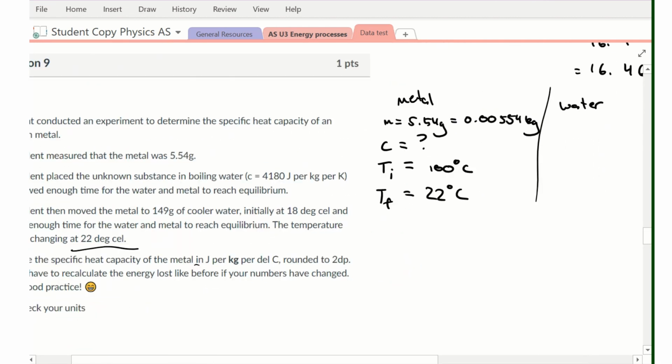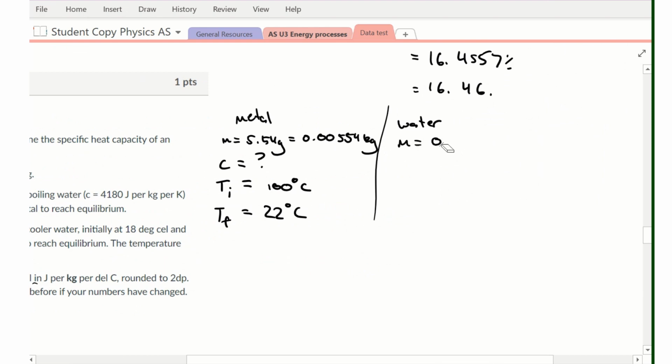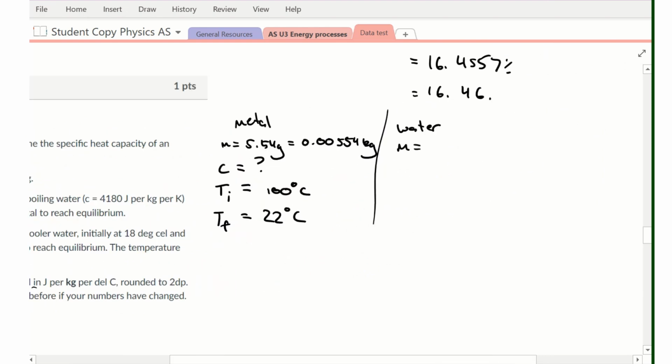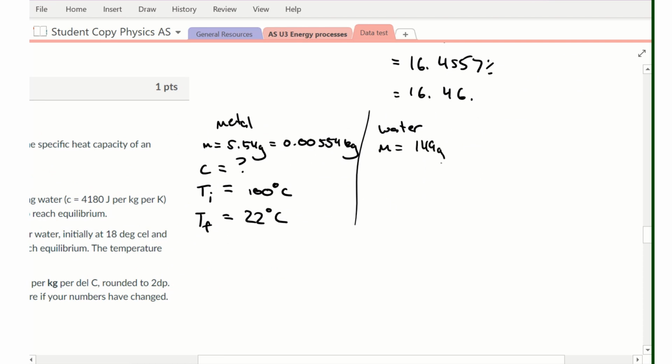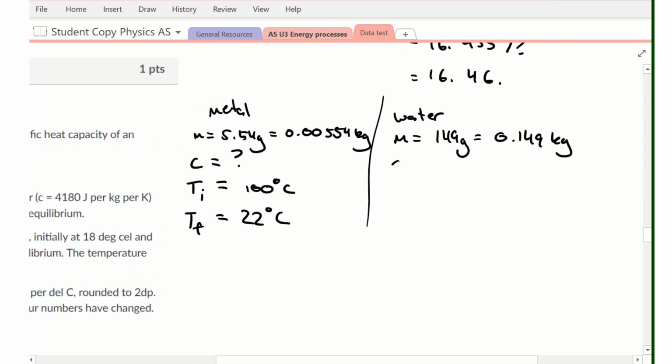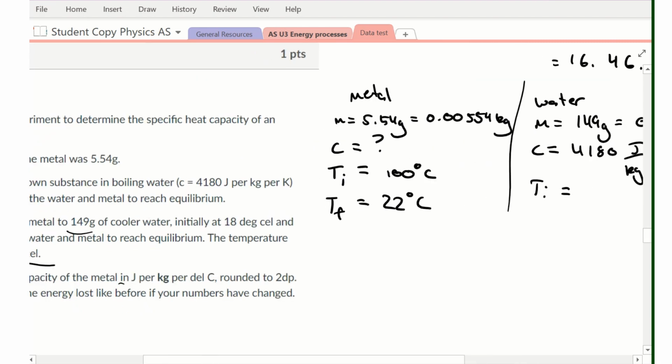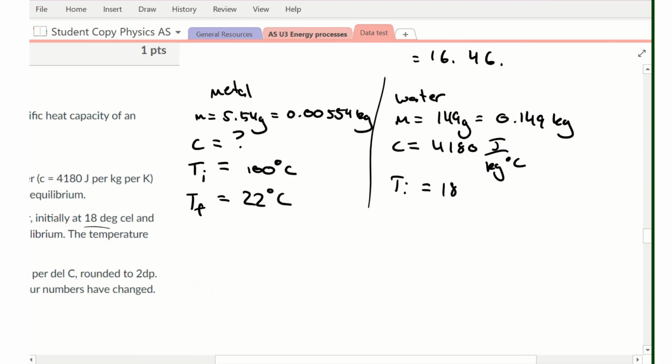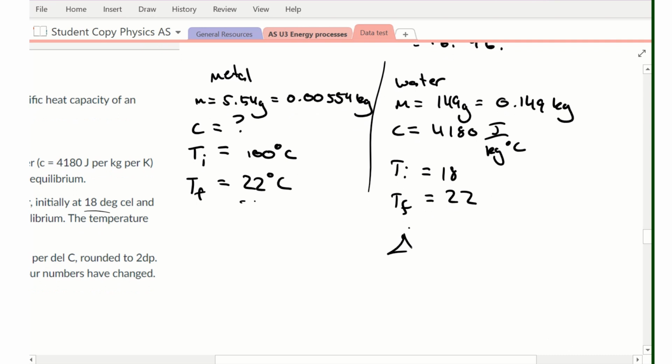Our water has got a mass of 149 grams, which is equal to 0.149 kg, dividing by 1,000 if you don't know how to do that. The C of water is 4,180 joules per kilogram degrees Celsius. Ti for the water, what is it this time? 18 degrees. And the final temperature is going to be the same because they're in equilibrium. So that's 22. You can even calculate your delta T now. So in this case, it's going to be 78, and this one is going to be 4.